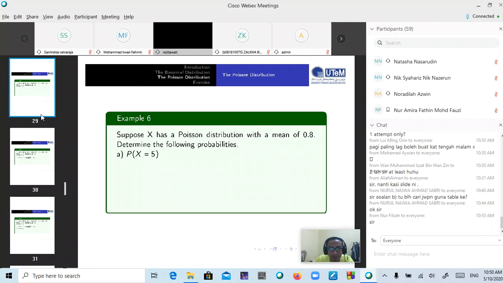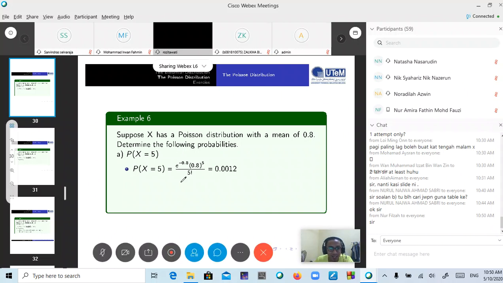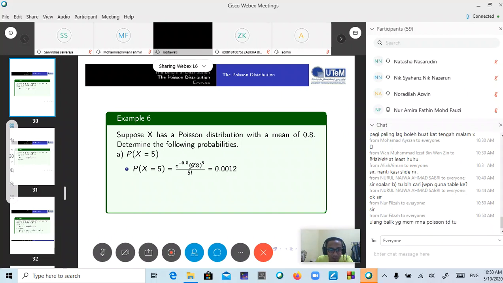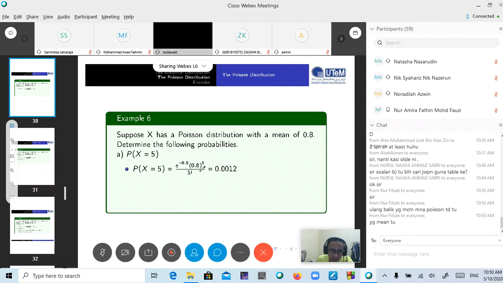Okay, so this one straightforward je ni. Poisson distribution with a mean of 0.8 when X equal to 5. So you just substitute dalam formula. Exponent the power of negative 0.8 and then times by 0.8 the power of 5 divided by 5 factorial. So you can get 0.0012.